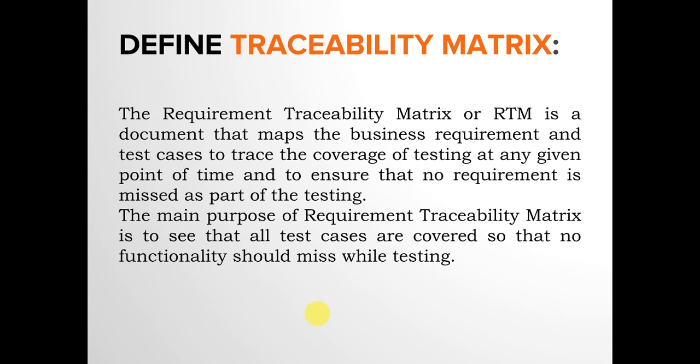Define traceability metrics. The requirement traceability matrix, or RTM, is a document that maps the business requirements and test cases to trace the coverage of testing at any given point of time, and to ensure that no requirement is missed as part of testing. So it is always necessary to make sure that the coverage is as maximum as possible, and that nothing has been left out of the testing. For that you need a requirement traceability matrix. The main purpose of the requirement traceability matrix is to see that all test cases are covered, so that no functionality is missed as part of testing.